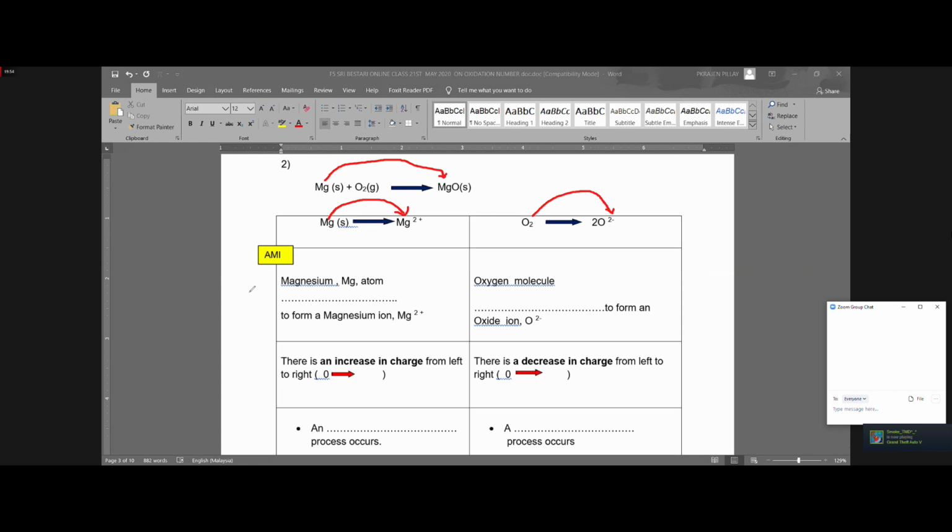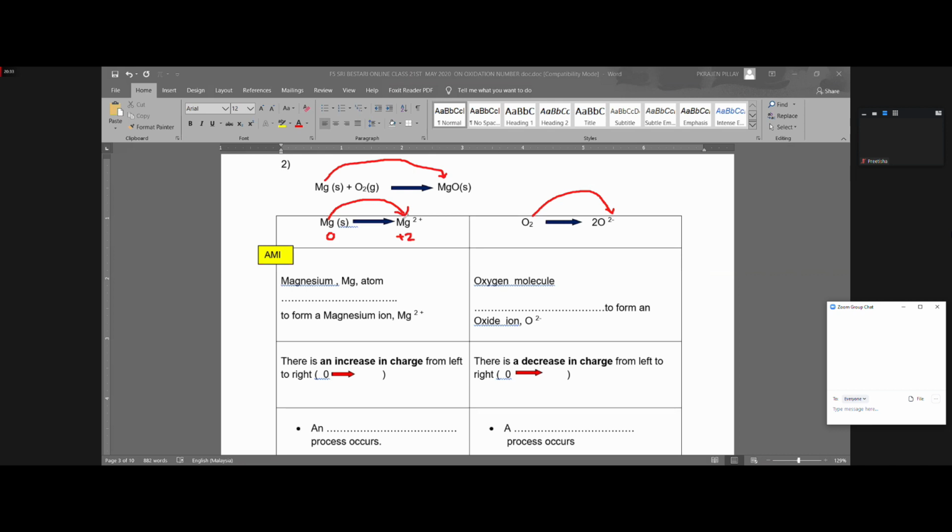Who wants to try? Sean, want to try? First row. Magnesium atom, 0 goes to plus 2. Correct or not? What process? Oxidation. So what do you put here? Jaden, try. Loses electron. Increase in charge. It's oxidized, correct? Loses electron. Magnesium atom is oxidized to form magnesium ion. Why is it oxidation? 0 to plus 2, how do you know? Increase in charge. Magnesium atom is oxidized to form a magnesium ion.